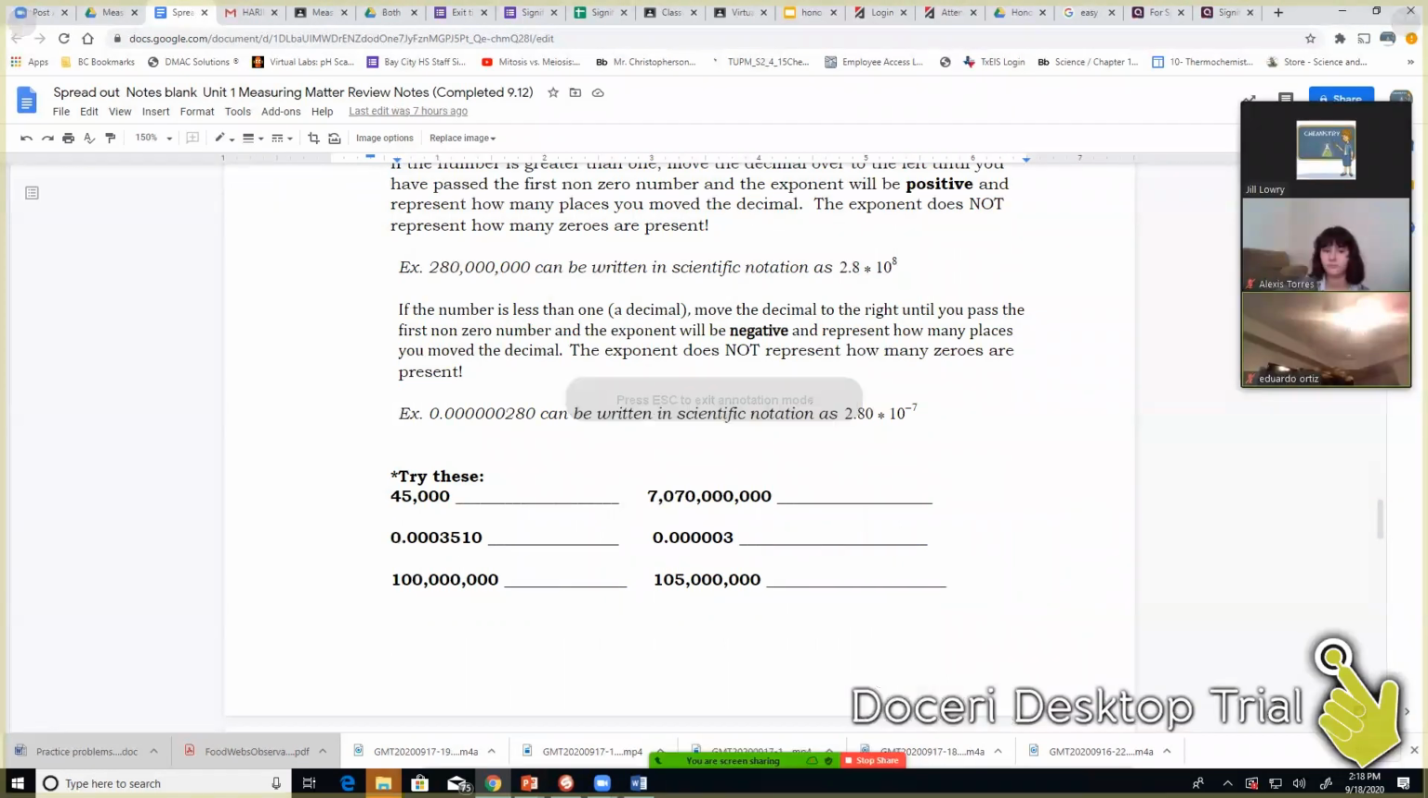So like we looked at this one before, I started here and I start moving my decimal until there's only one non-zero number in front of it. So that would be right here. And whenever I counted up, I moved it 8 places. So that's where my 8 came from here.